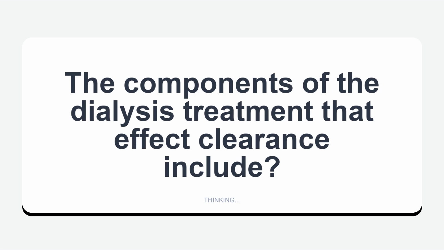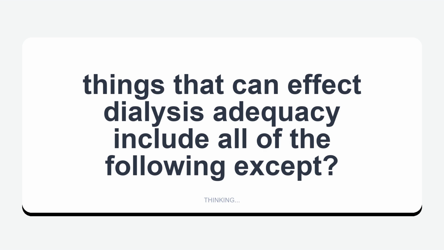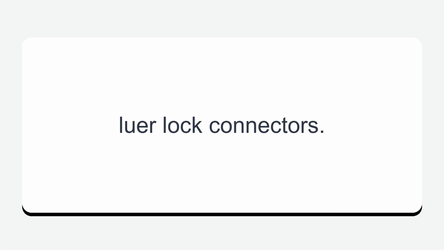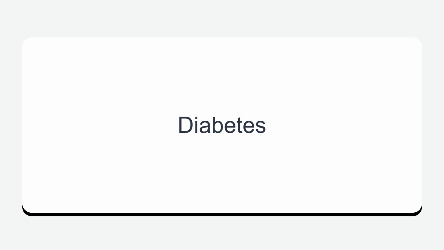The components of the dialysis treatment that affect clearance include dialysate flow, time of treatment, dialyzer size, blood flow rate. Things that can affect dialysis adequacy include all of the following except Luer-Lock connectors. The leading cause of end-stage renal disease for adults in the USA: diabetes.